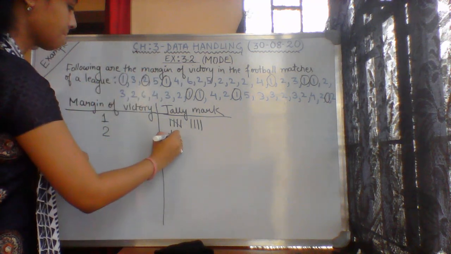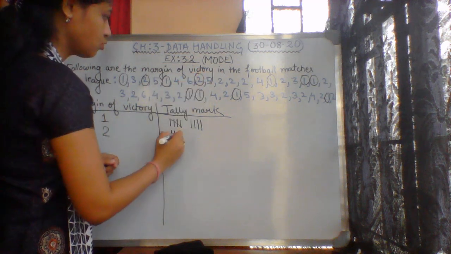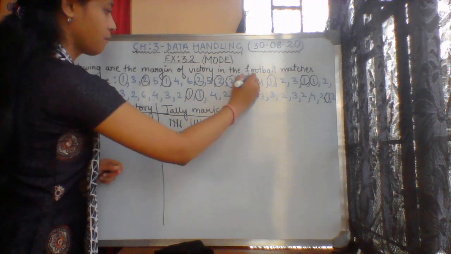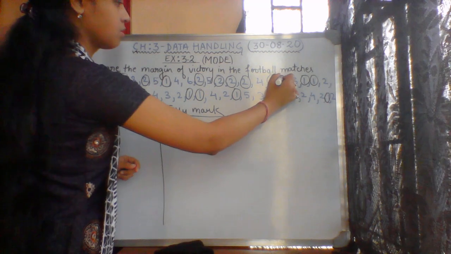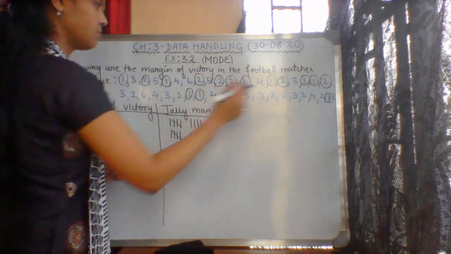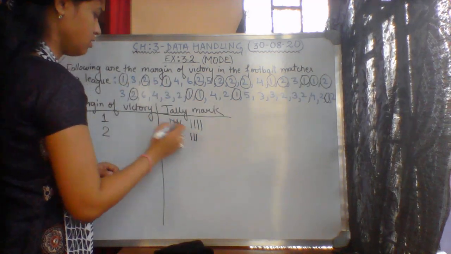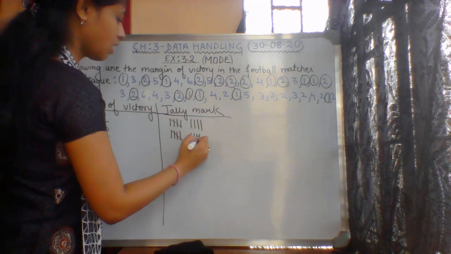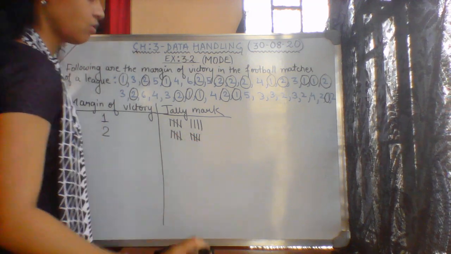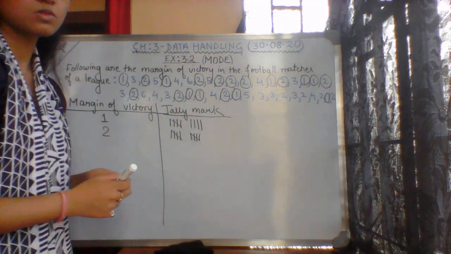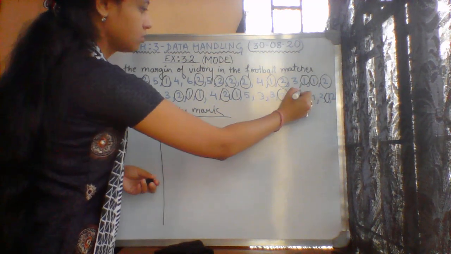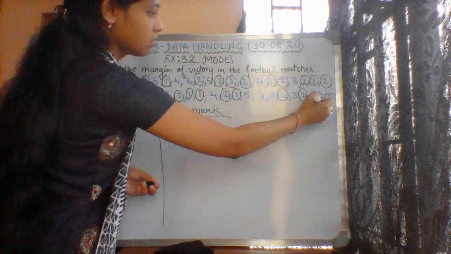1, 2, 3, 4, 5, 6, 7, 8, 9, 10. Okay, so in this way we have to arrange. So next this one, 2, this one, these 2.